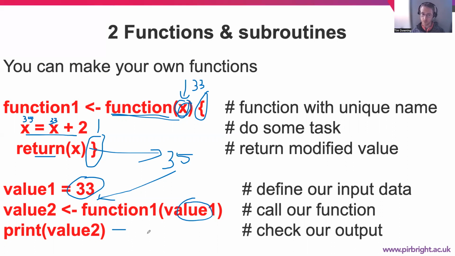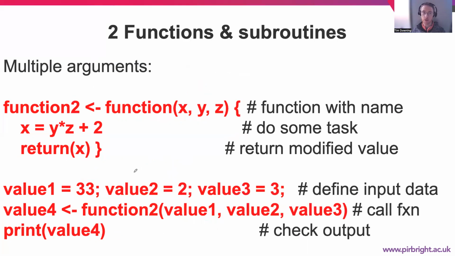So that's how a function works. We're calling function 1 up here. Oh, where are we? There. It's calling it up there. We're giving it this value 1. If you don't give it a value 1, it will crash. Note that. And then we can print out value 2 that we get at the end.